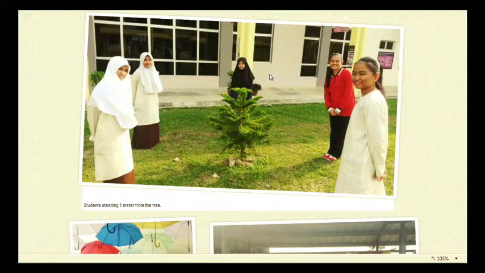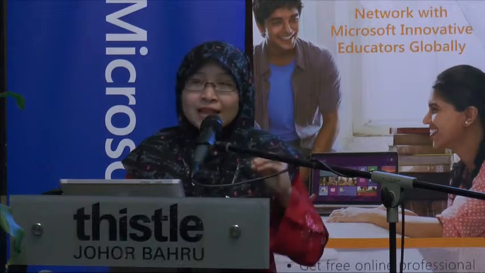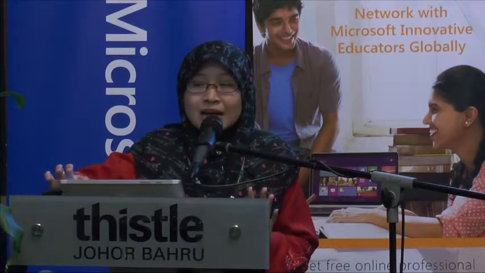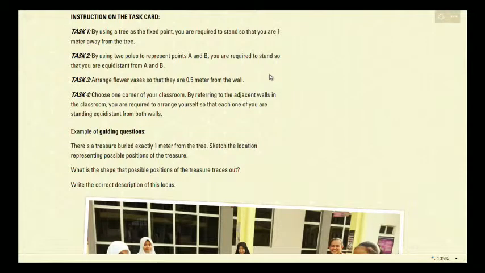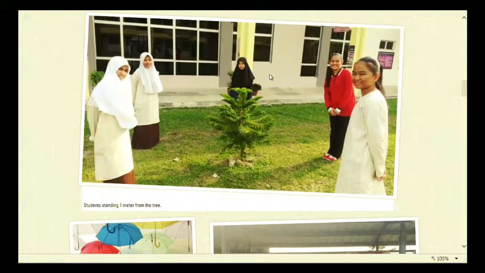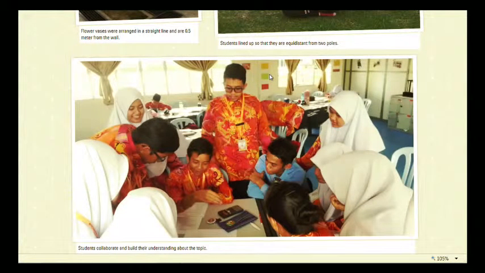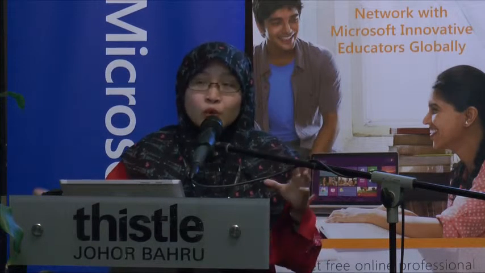This is the example for the first task, where they are required to stand exactly 1 meter from a tree. A worksheet is also provided to them, with guiding questions that ask them to describe and sketch the locus related to the situation they are doing. An example of a guiding question: if there is a treasure buried exactly 1 meter from that tree, can you sketch the possible positions of that treasure? So they will start sketching.